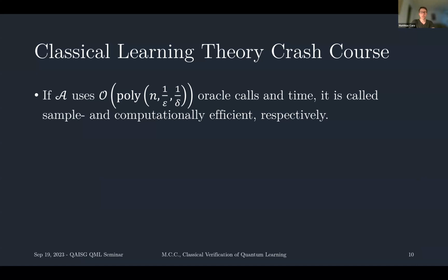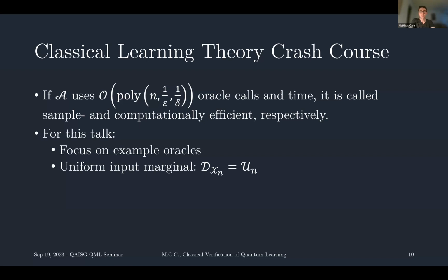And actually, the confidence will probably not appear anymore for the rest of this talk. I'll just fix delta to be like 0.01 or something. But in principle, delta is there in all the results. So for this talk, I'll make some simplifications. First off, we'll focus on a specific kind of oracle called example oracle. So this is what you might have seen before, where you just get IID data from the underlying distribution. We're also going to assume that these distributions have a uniform input marginal. Remember, those distributions were over n-bit strings for the inputs and 1 bit for the output. And we're just going to assume that the inputs are uniformly random n-bit strings. That makes things a bit easier.